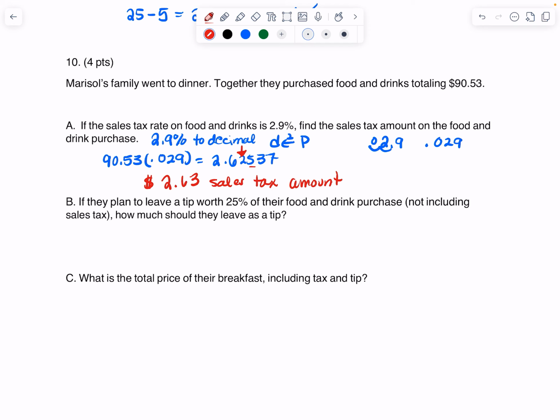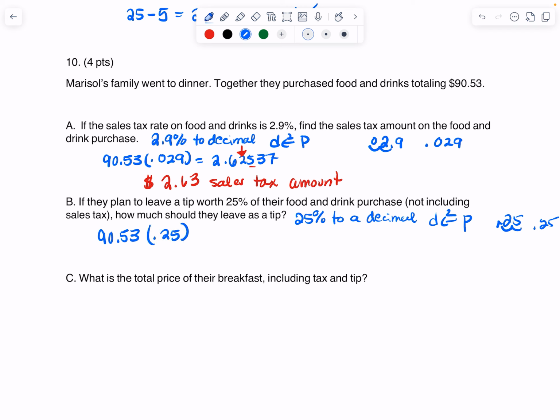Okay, next part B. If they plan to leave a tip worth 25% of their food and drink purchase, not including sales tax, how much should they leave as a tip? Okay, so again, I'm going to have to convert the 25% to a decimal. So I'm starting with percent, going to decimal, 2 places to the left. So 0.25 is what I need to work with. So I'm going to take 25% of $90.53, because that's what the food and drink purchase was pre-tax. So I'm going to multiply that by 0.25.